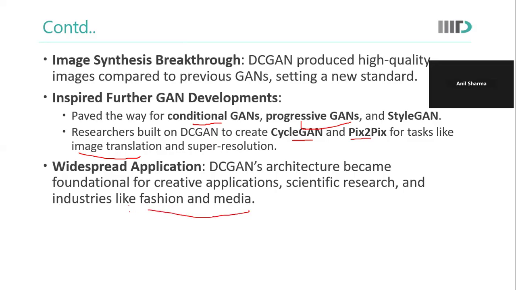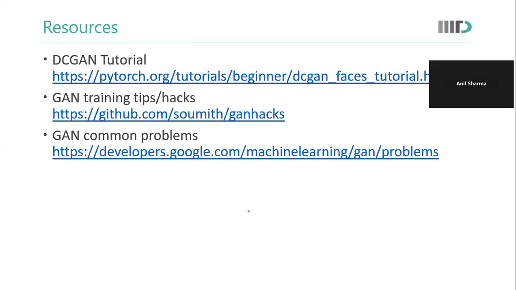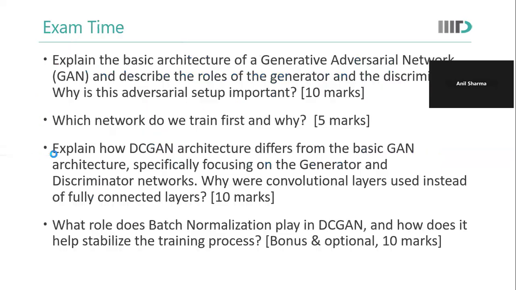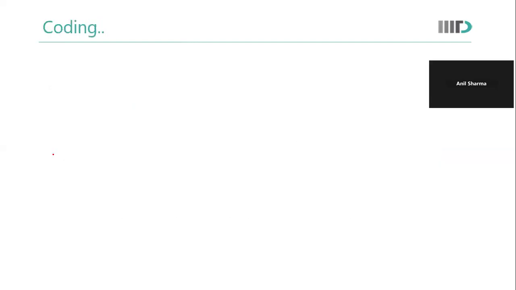So I would suggest you explore GANs and see how you can do very good things with them. If you want to see more details about DCGAN and how the training comes together, and if you want to go with the code and more hacks for GANs, you can go to these particular resources. This is the DCGAN tutorial, and these were the more common solutions for the issues you come up against in GAN training. Okay, so this is the exam. Maybe before the exam, I would like to go through the coding, and then I will leave you with the exam. So let's go to the coding part.